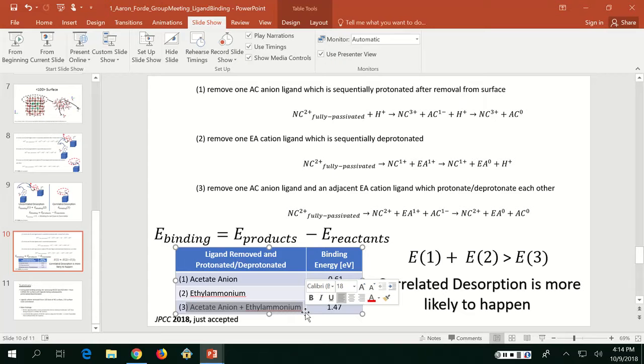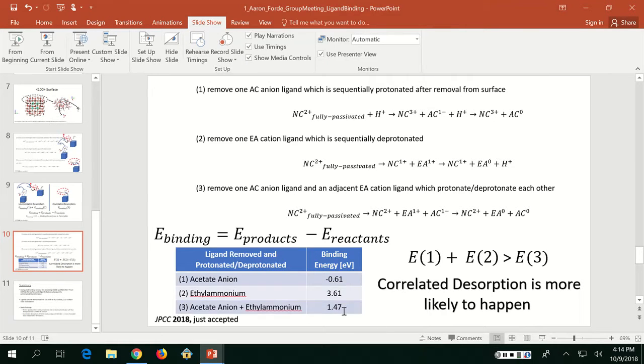If you compare that to the correlated, which is removing both of them simultaneously, and then the anion getting deprotonated, or deprotonating its neighbor ammonium, you get a binding energy which is less than these two. So that indicates that if your ligand is going to desorb, it's more likely to take a proton from its neighbor than from the solvent.